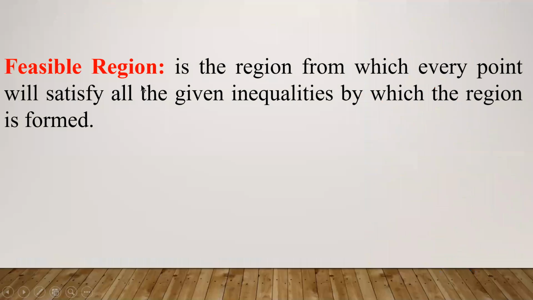Then feasible region. What is the feasible region? It is the region from which if you take any point, it satisfies all the inequalities. Means feasible region is the common portion represented by the inequalities given. So for example, let us see what is the feasible region of, suppose I ask you, x greater than or equal to 5 and x greater than or equal to 1. Suppose I ask you this, what is the feasible region of this?